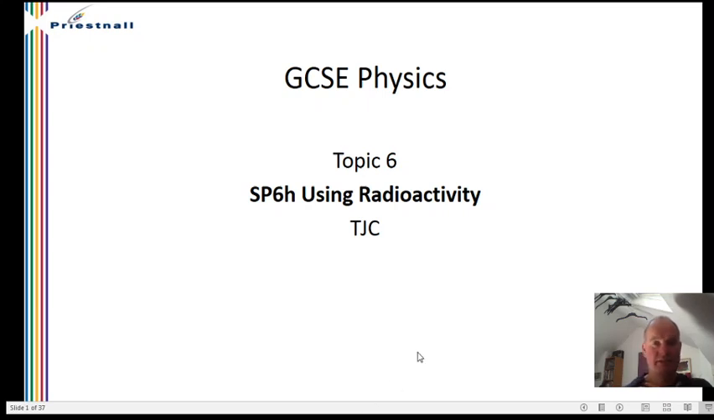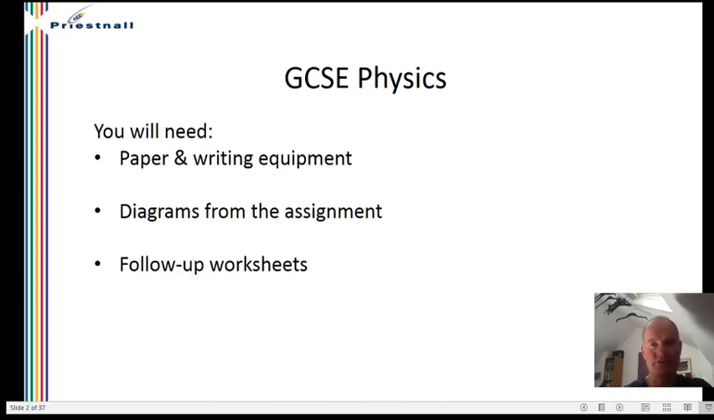Hi everyone, this is the next lesson in the sequence. This is using radioactivity. We know all about it. Now let's have a look about how we use it and where its applications are.